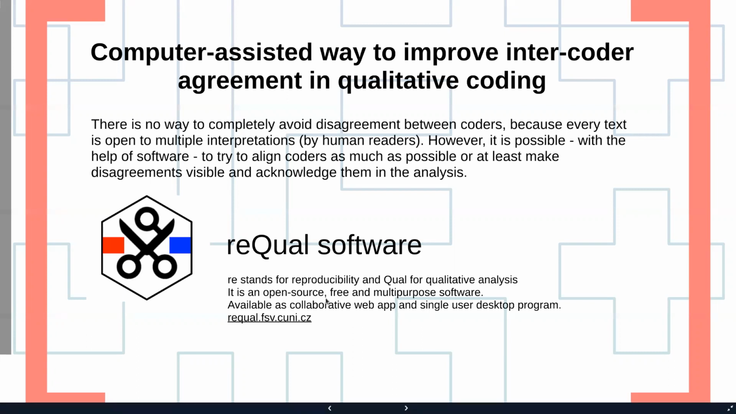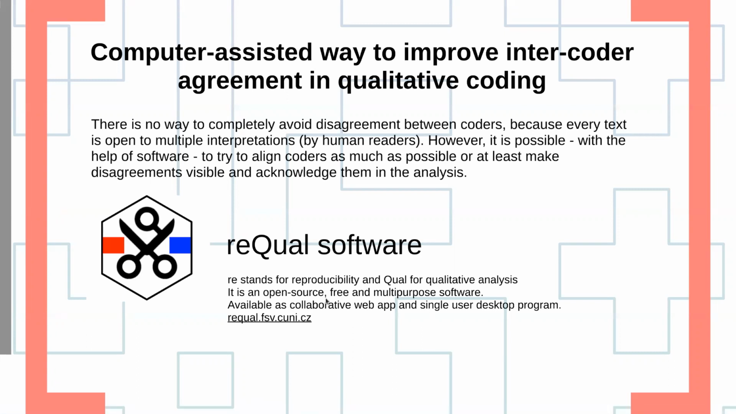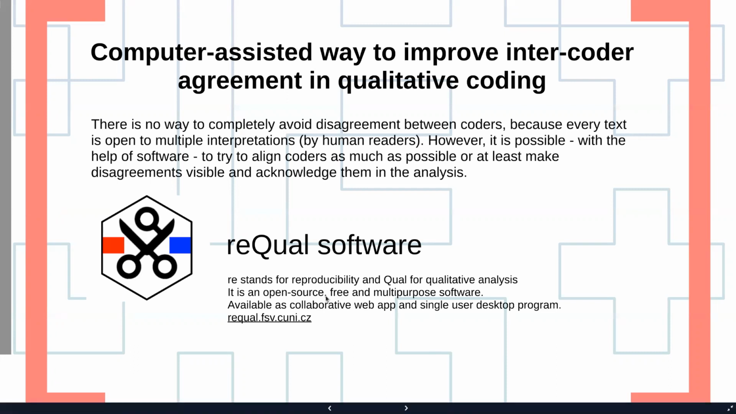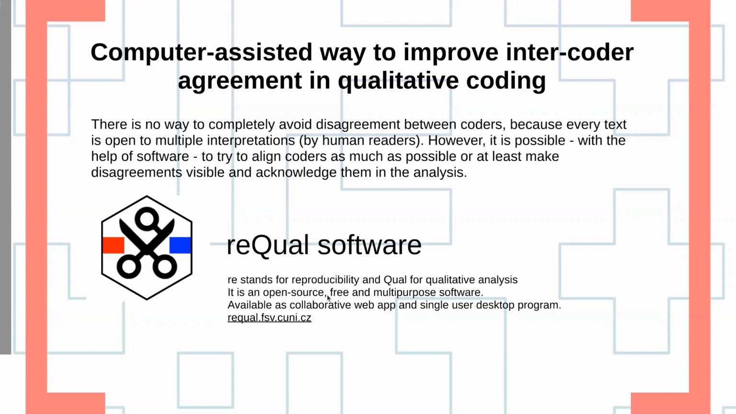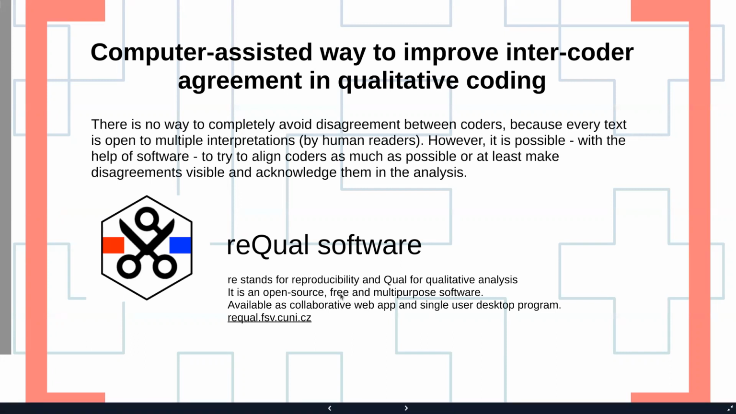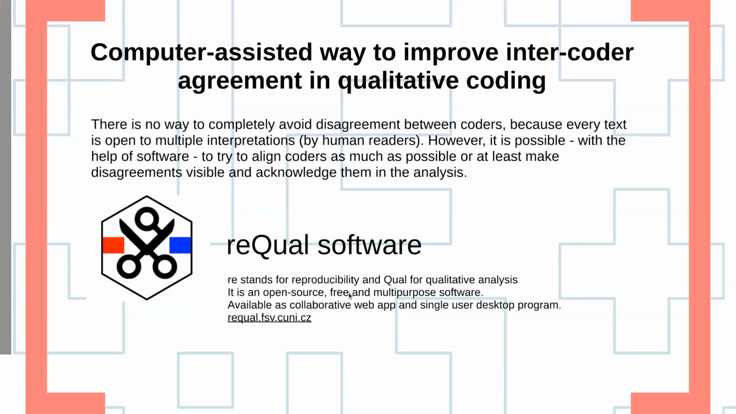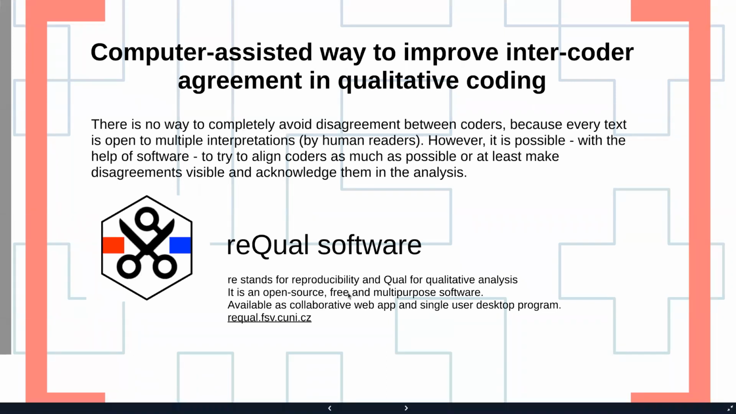It is open source software. It means that anyone can look at it, check the code, and know how it works. It's free. Anyone can use it, because normal software for qualitative analysis is quite expensive, especially if you use the collaborative version of it, the cloud version of it.